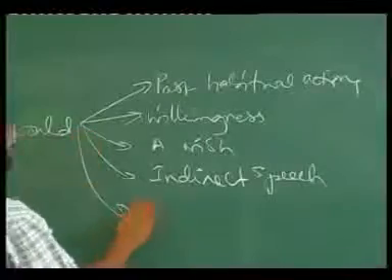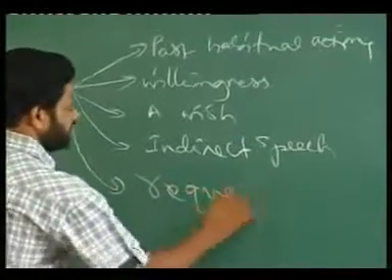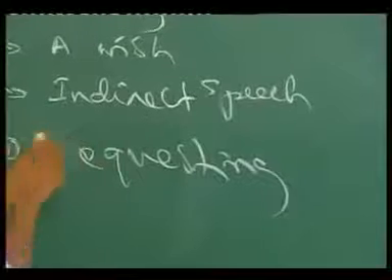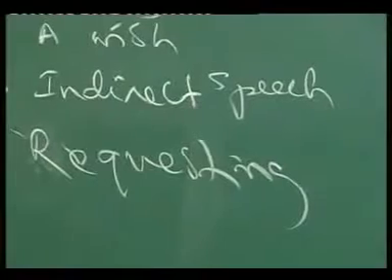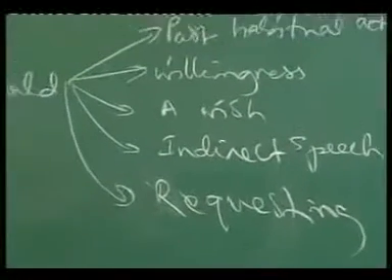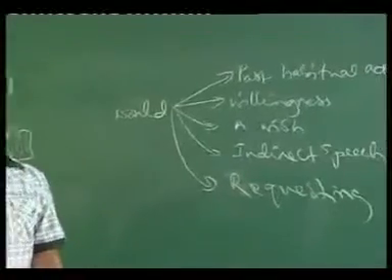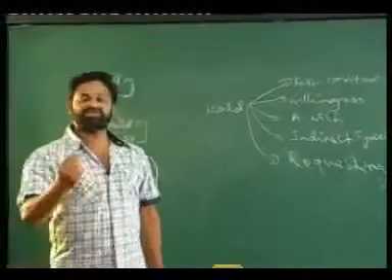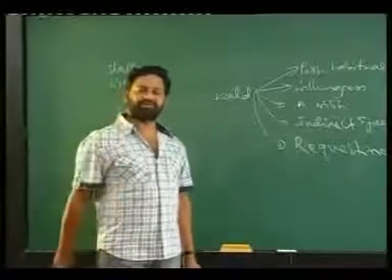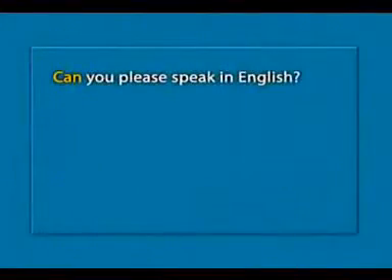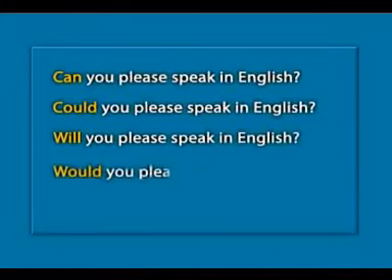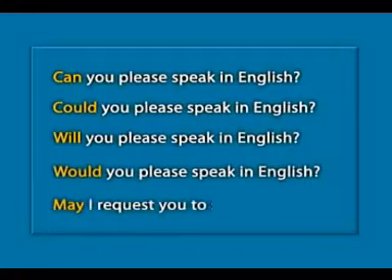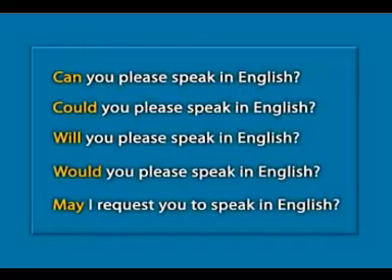And would is also used when you are requesting somebody. When you are requesting, most of the times you can use would. For example, can you please go there? Could you please go there? Will you please go there? Would you please go there? May I request you to go there? I am saying the same thing in five ways. Can you please speak in English? Could you please speak in English? Will you please speak in English? Would you please speak in English? May I request you to speak in English? Can, could, will, would, may, all of these can be used when we request others.